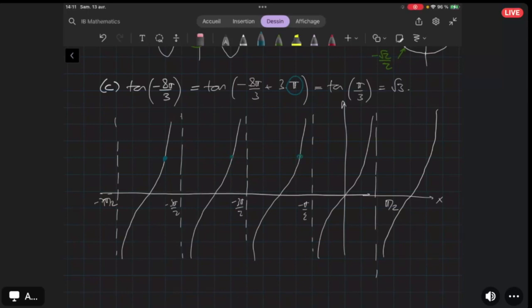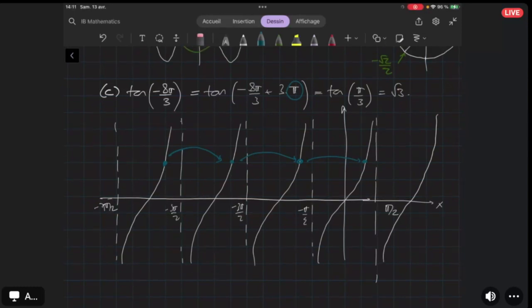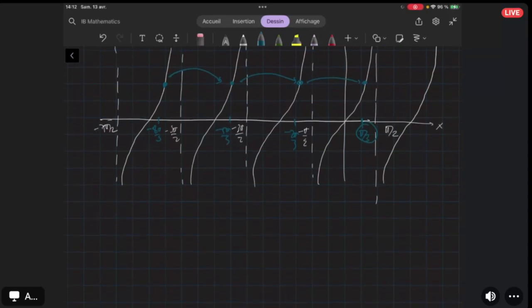Because the function repeats every pi radians, this point is equal to that point, equal to that point, equal to that point over there. So it should be root 3. Negative 8 pi over 3, and negative 5 pi over 3, negative 2 pi over 3, and then pi over 3. You cannot re-explain your circle for tan unless you do sine over cos. So that would be a bit more complicated. But in terms of a unit circle, that would be going around the circle.